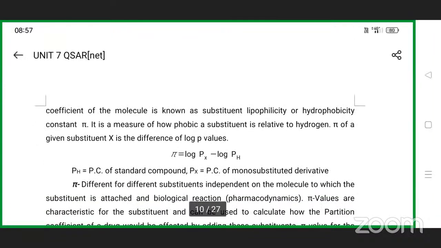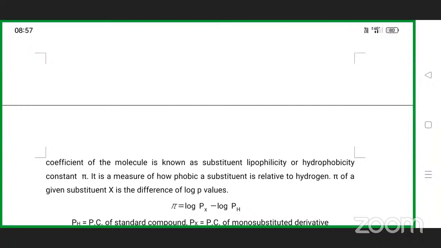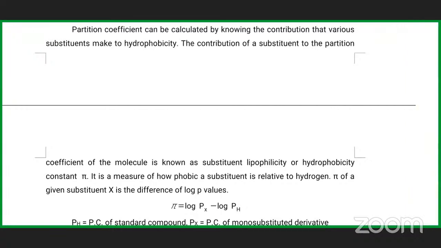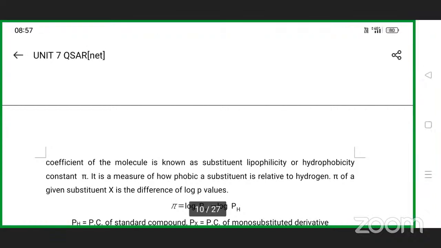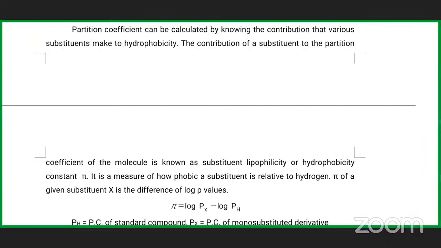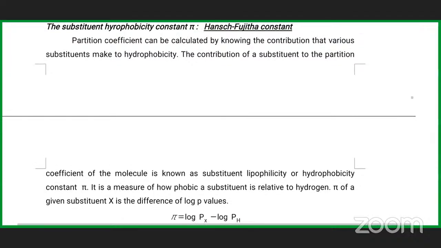Here that particular partition coefficient is calculated for the substituent on this particular core structure, the drug molecule. And if we want to change the lead compound, that is lead modification, then how much impact a particular introduced substituent has on the biological activity will be known by this particular substituent constant.